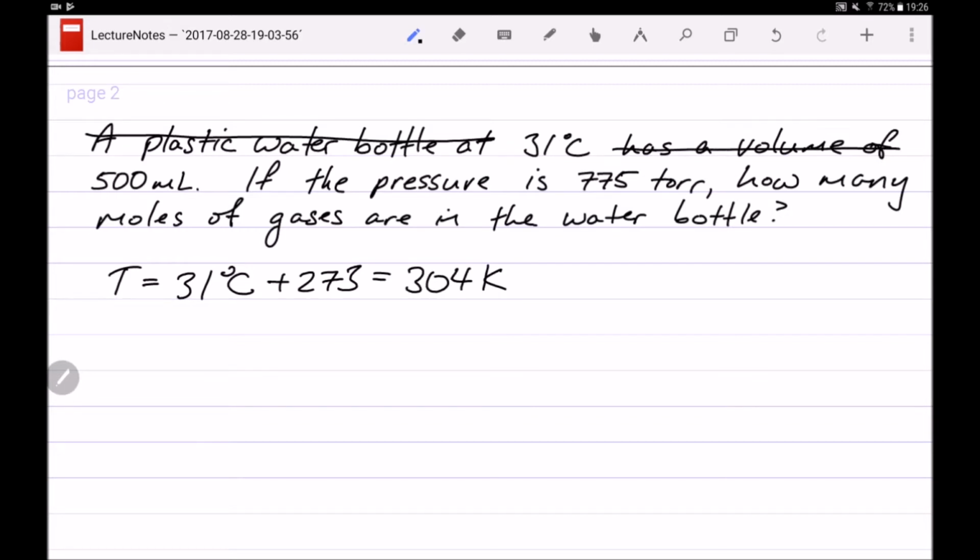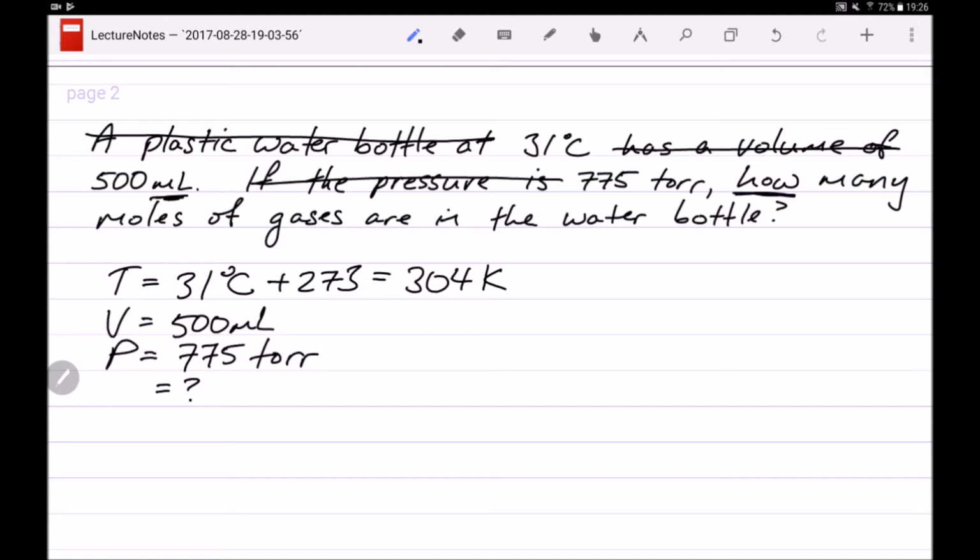Has a volume of 500 mils. Now it told me that that was my volume, but I didn't need it to because milliliters is a unit for volume. If the pressure is 775 torr, so that's my pressure, it pays to become familiar with your pressure units. Question mark word right here, so question mark: how many moles of gases are in my water bottle? So I have one of each variable. That means this is an ideal gas law problem.